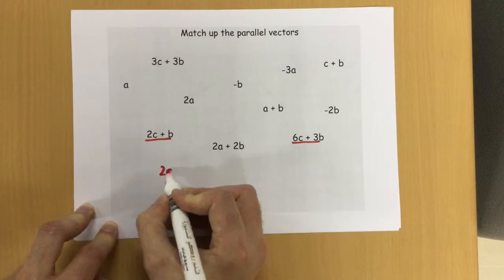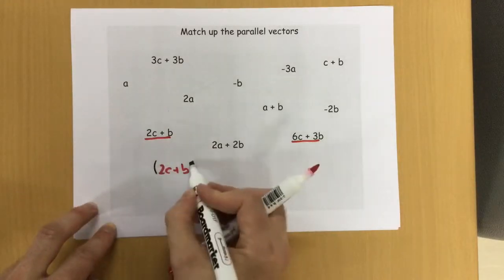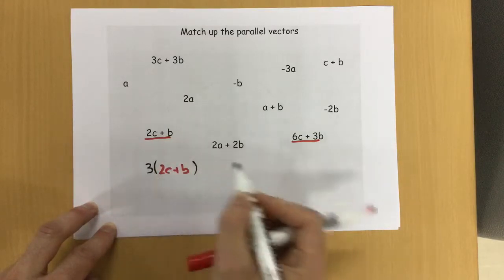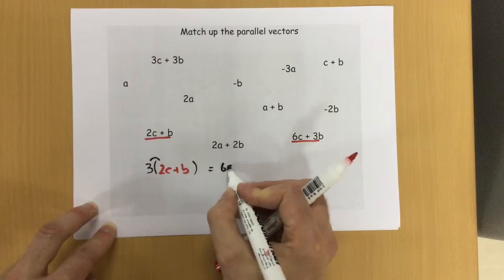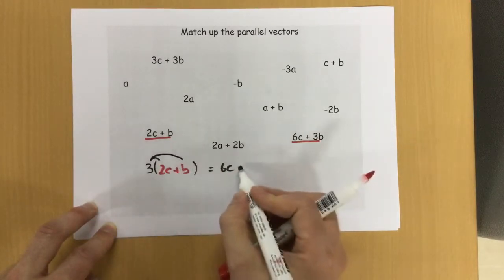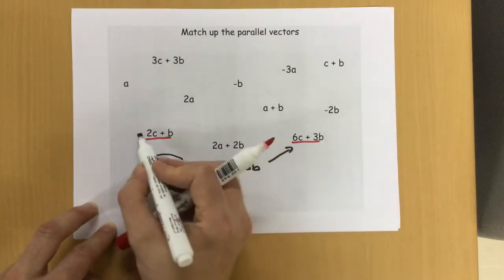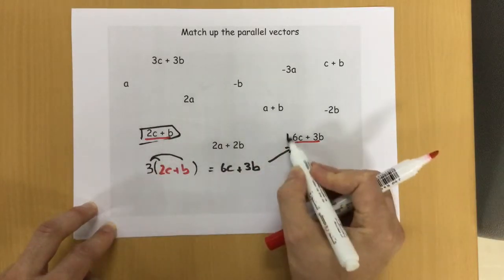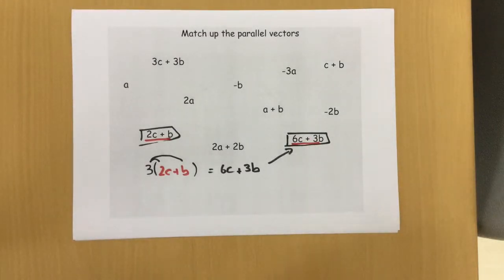If I take 2c plus b and I multiply both of them by 3, I'm going to get 3 times 2c is 6c, 3 times b is plus 3b, which is this one here. So we know that this line and this line are parallel. I want you to pause the video and match up the rest of the parallel vectors. Write them down in your book.